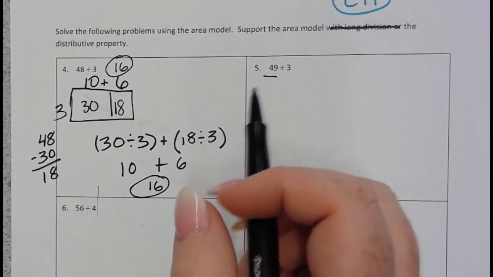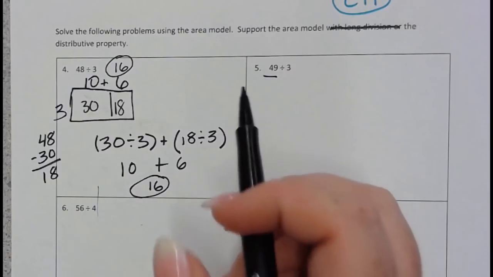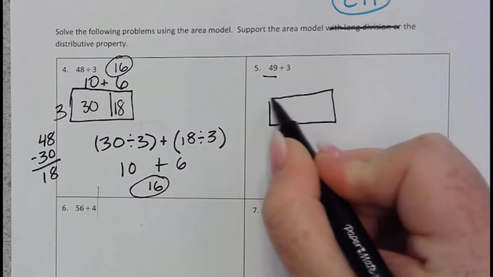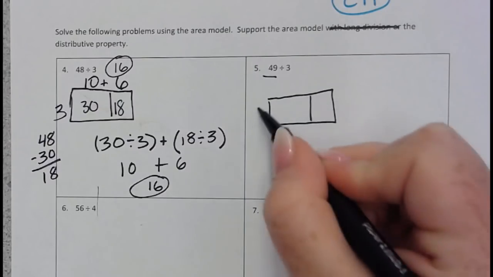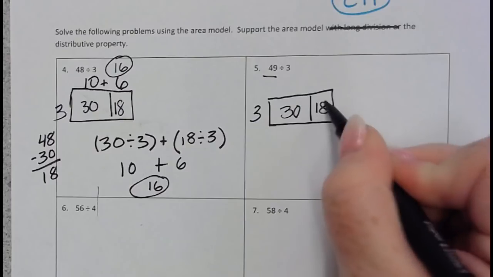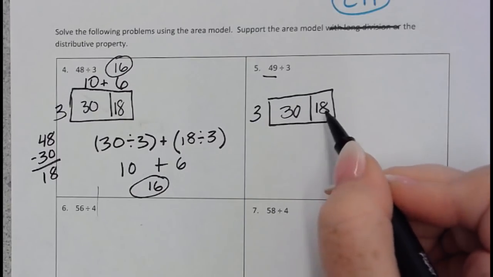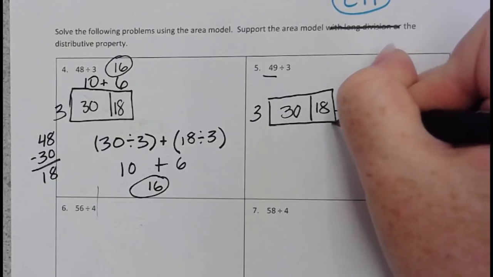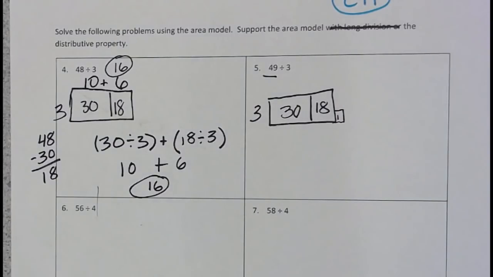I'm not going to have enough to share again with all 3 people. So it sounds like I'm going to have a remainder. Okay, so I'm actually going to set up my area model in the same way. I'm going to have 3, 30, and 18. Now that 30 plus 18, that's only 48. I need 49, which means I'm going to have a remainder of 1.